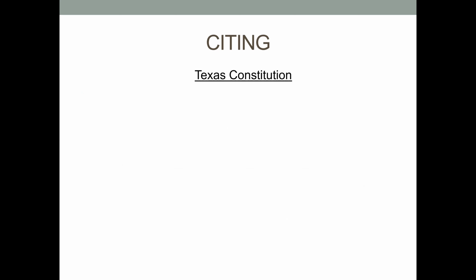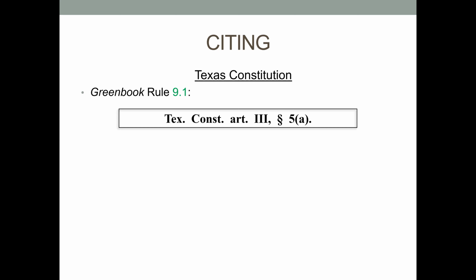Well, how do you cite the Texas Constitution under the Green Book? This format is governed by Green Book Rule 9.1, and it's very similar to the Blue Book format. You start off with Tex., period, space, and then Const., as with the federal Constitution, capital C, period, space, and then art., if it's an article, little a-r-t, period. Article numbers are Roman numerals, so here it's 3.